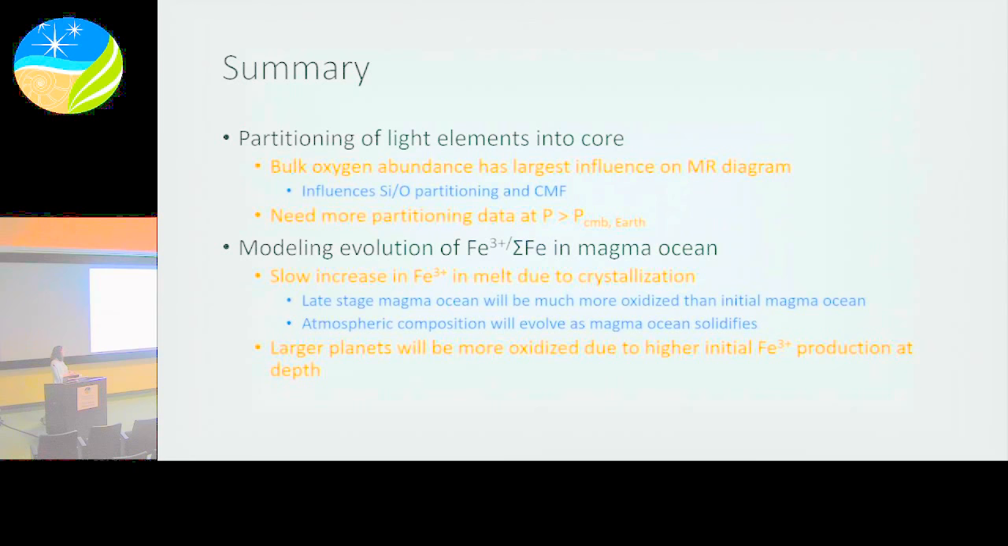Due to crystallization, you can get a slow increase in iron 3+ that will influence the atmospheric composition as the magma ocean is cooling. And then I also showed that you can produce a lot of iron 3+ in the silicate melt through this disproportionation reaction, and you can separate that metal out that's formed really easily in the magma ocean stage. And so you can easily produce a lot of iron 3+. Since this is a pressure-dependent reaction, there is the possibility that larger planets will be more oxidized in general than smaller planets due to this mechanism.